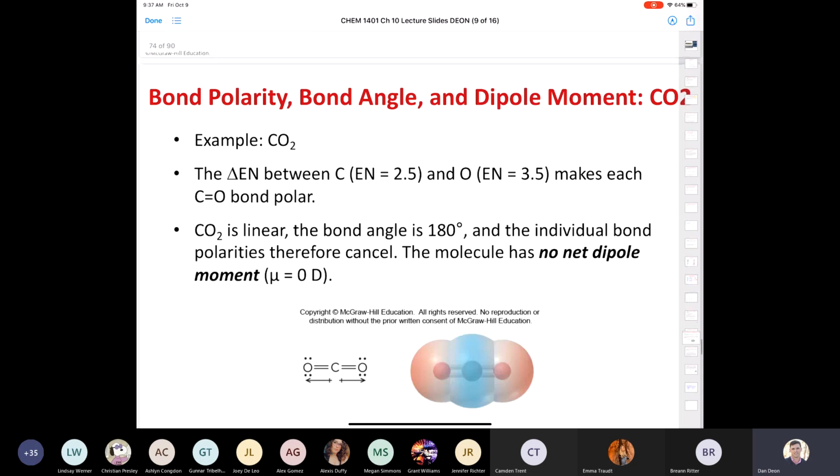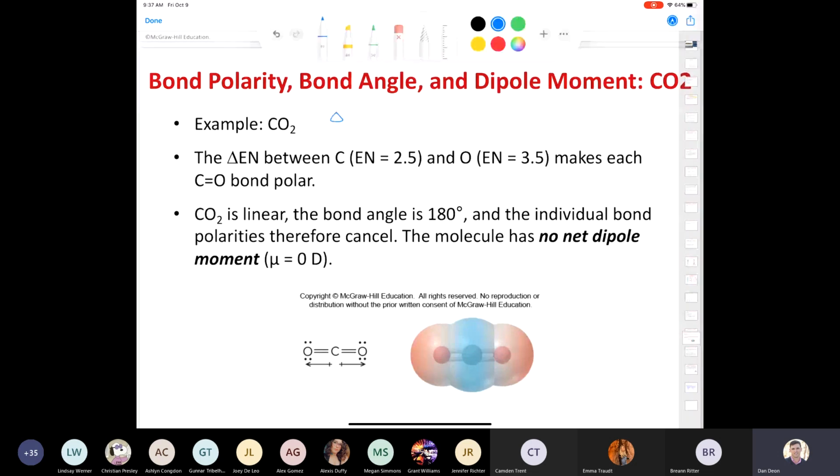Here's an example, carbon dioxide. The difference in electronegativity between carbon and oxygen makes these bonds polar, right? We said that if the difference in electronegativity between 2 atoms fell between 0.4 and 1.7, the bond was a polar covalent bond, right? How do we calculate the difference in electronegativity? Delta EN is going to be equal to 3.5 minus 2.5, which is 1.0. So we have a polar covalent bond.